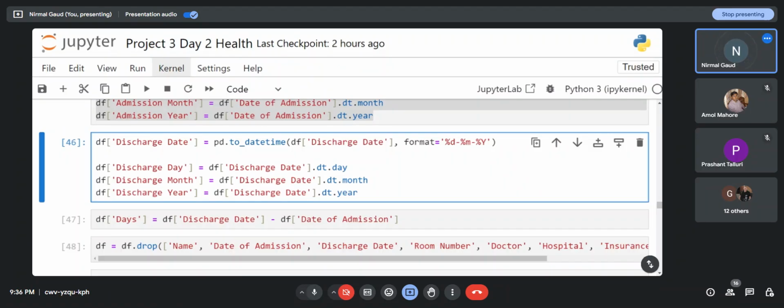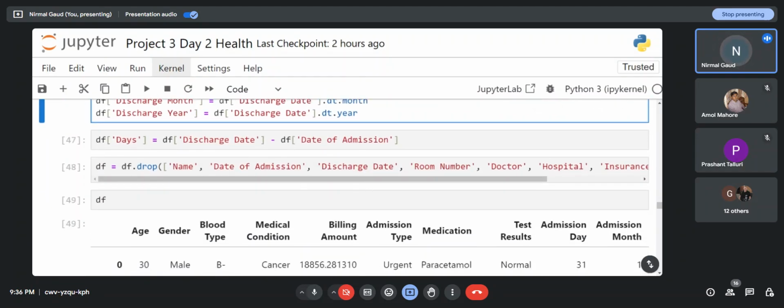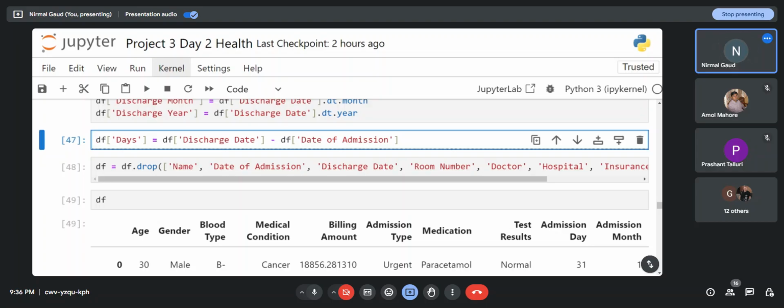Okay, and then it was also suggested, sir, can you identify how many days the patient was there in the hospital? So it's like discharge date minus the admission date. So here I found the days also, how many days the patient was in the hospital.